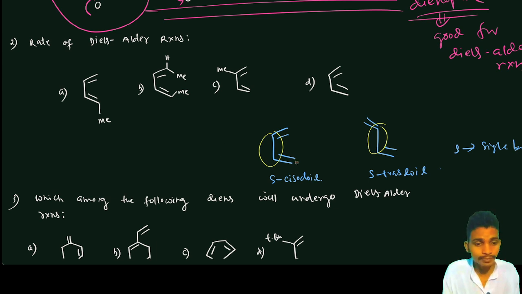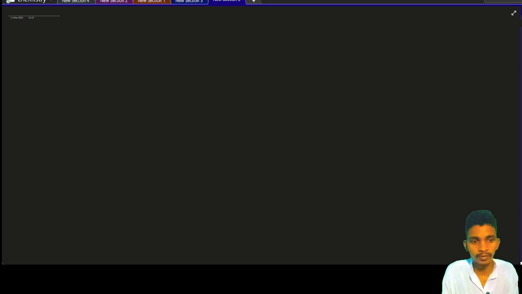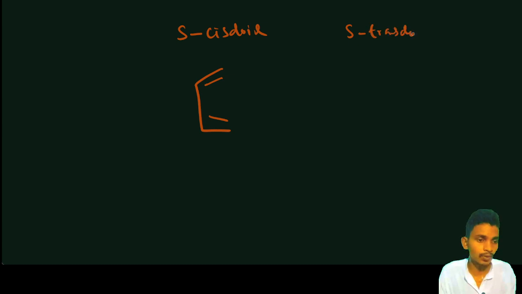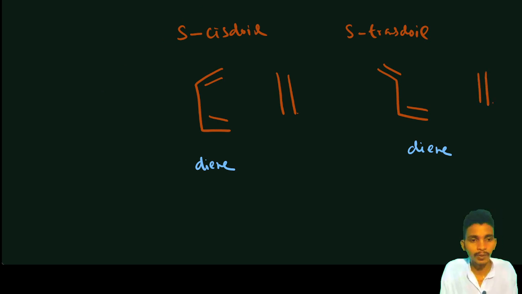If it is an s-cisoid, it means it is like this, and the other, s-transoid, means it is like this. For this case, if this is s-cisoid, this is the diene I'm talking about, and this is also a diene. Now we have the dienophiles here. Let's say this is the dienophile, and here also we have a dienophile. Now if we draw the orbitals, for this case the orbitals are like this, and here the orbitals are like this, and here also the orbital is like this.